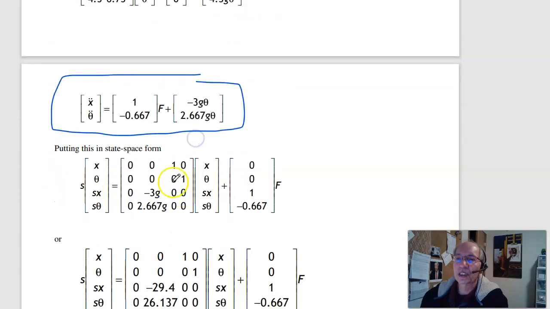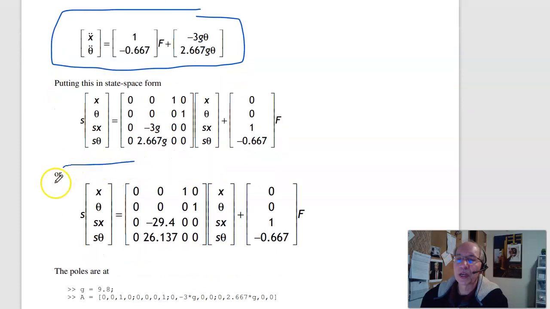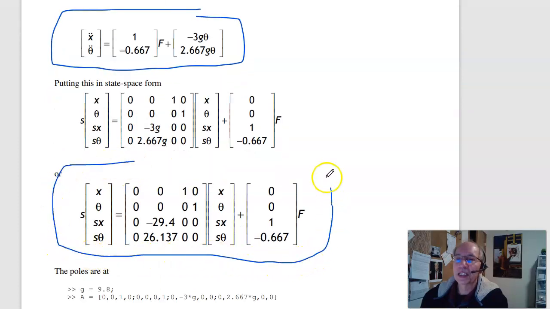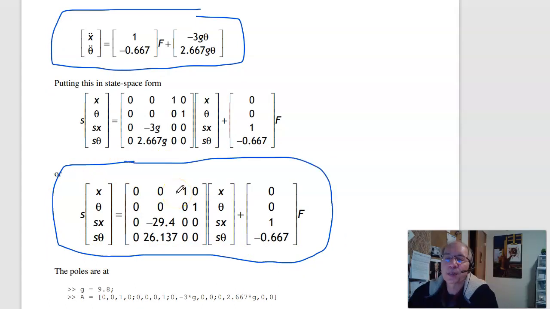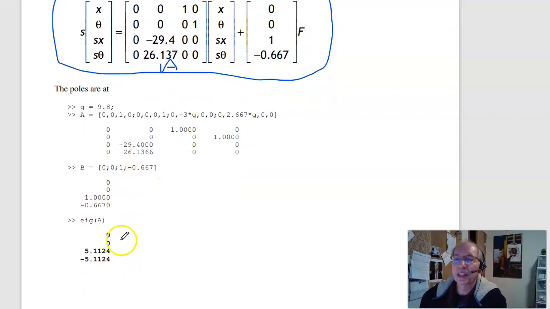Or in state space form, this, plugging in gravity. Here's the dynamics. We're going to be using that quite a bit. That's the dynamics of the cart and pendulum for this semester. When we design full state feedback controllers, that's what we'll be using. So you'll see this again in homework set 6 and 7 and 8 and so on. Checking, if you find the eigenvalues of the A matrix, it's unstable. It falls as e to the 5.11t.